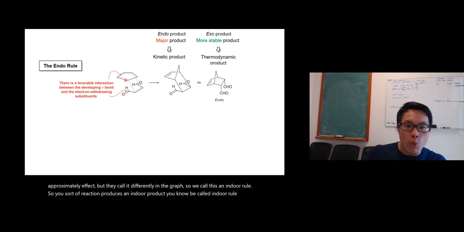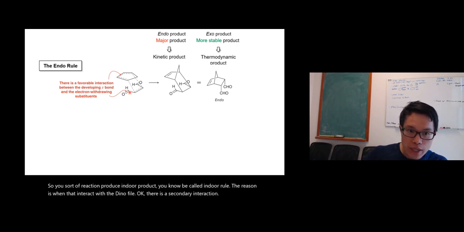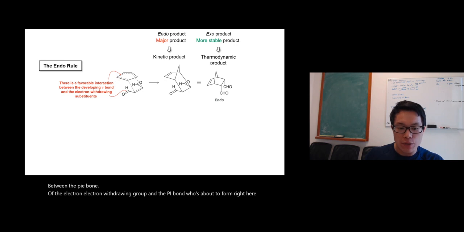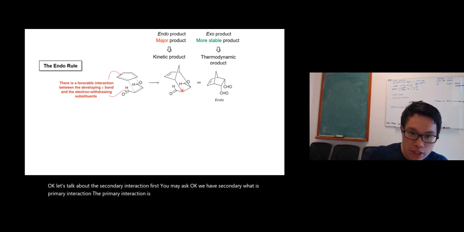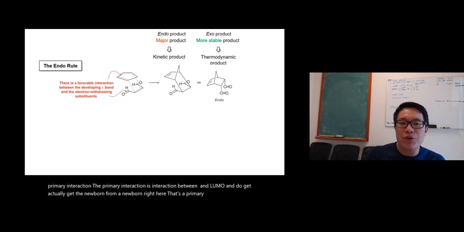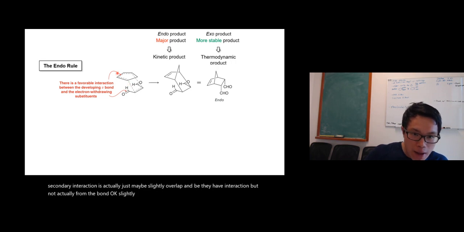The reason is that when the diene interacts with the dienophile, there is a secondary interaction between the pi bond of the electron withdrawing group and the pi bond that is about to form right here. Let's talk about the secondary interaction first. You may ask, what is the primary interaction? The primary interaction is the interaction between HOMO and LUMO, and you actually get the new bond right here. The secondary interaction is just a slight overlap. Maybe they have an interaction, but it doesn't actually form a bond. Slightly, there is an interaction between the pi bond here and the pi bond here.